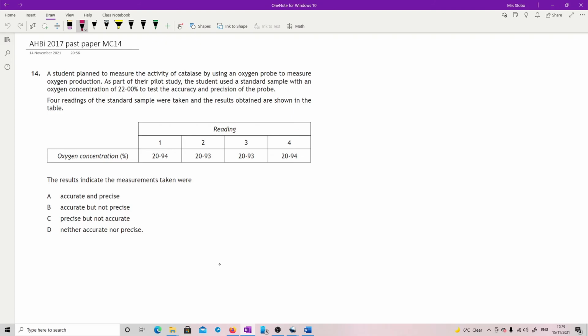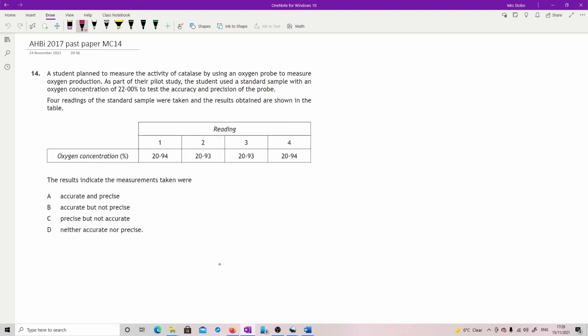A student planned to measure the activity of catalase by using an oxygen probe to measure oxygen production. As part of their pilot study, the student used a standard sample with an oxygen concentration of 22.00% to test the accuracy and precision of the probe. 4 readings of the standard sample were taken. Results obtained are shown in the table. So we've got the oxygen concentration, 4 readings, ranging between 20.93 and 20.94.